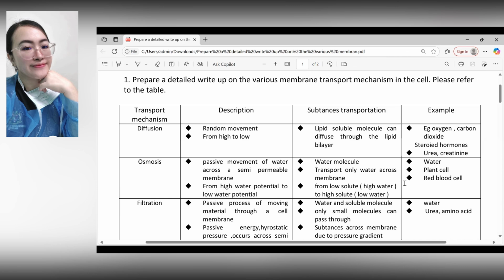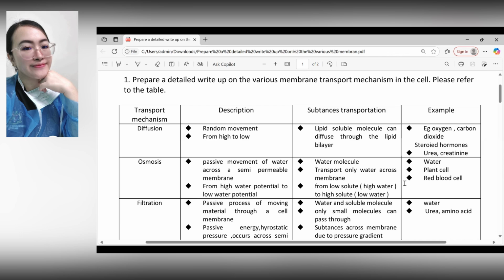So there are 7 membrane transport mechanisms. Number 1 is the diffusion transport mechanism, and the description is a random movement from high to low, and for substance transportation, lipid-soluble molecules can diffuse through the lipid bilayer. So examples of diffusion are oxygen, carbon dioxide, urea, and creatinine.